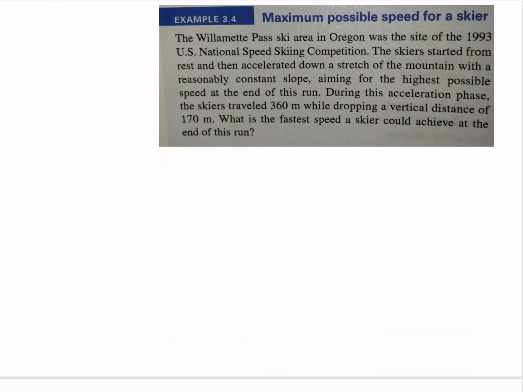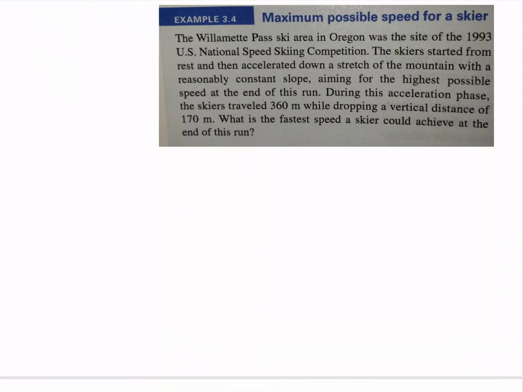Okay, the maximum possible ski speed for a skier. The Willamette Pass Ski Area in Oregon was the site of a 1993 U.S. National Speed Skiing Competition. Skiers started from rest and then accelerated down a stretch of the mountain with a reasonably constant slope, aiming for the highest possible speed at the end of this run. During this acceleration phase, the skiers traveled 360 meters while dropping a vertical distance of 170 meters. What is the fastest speed a skier could achieve at the end of this run?